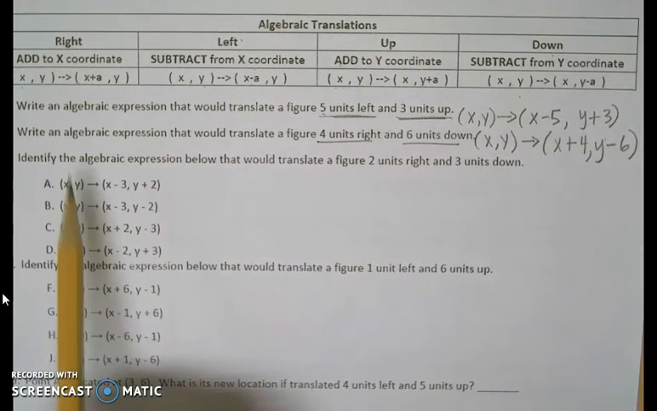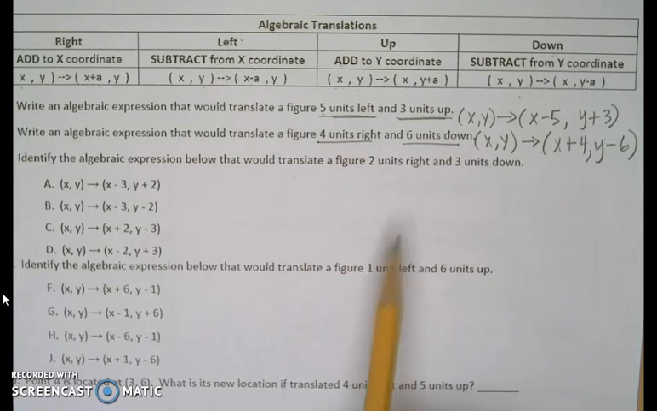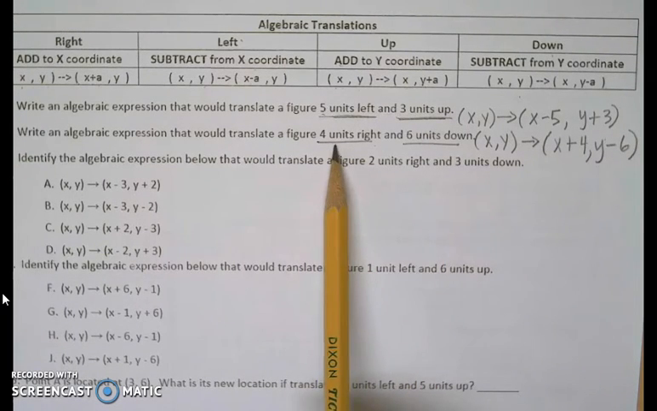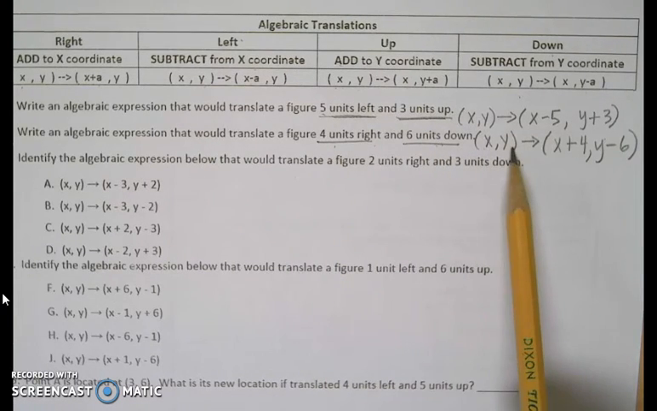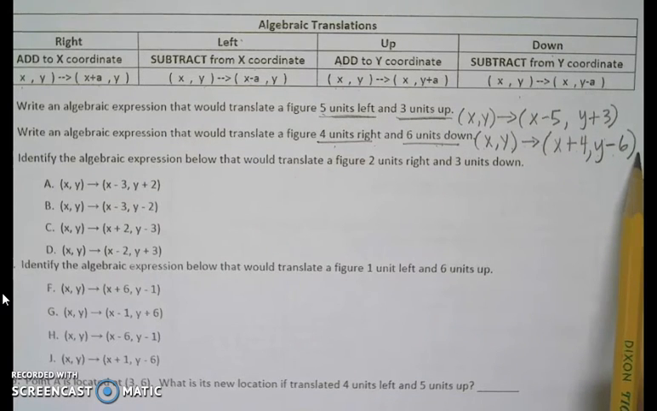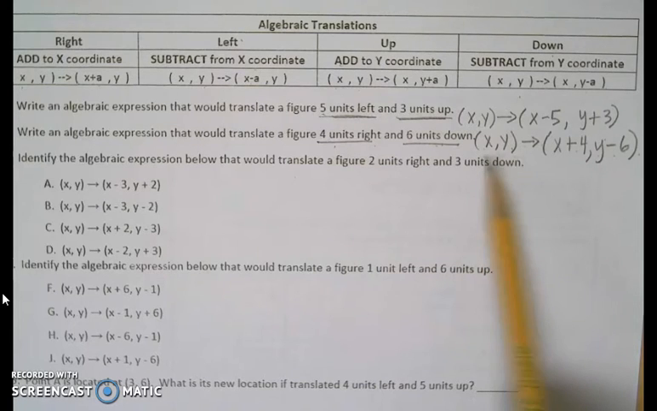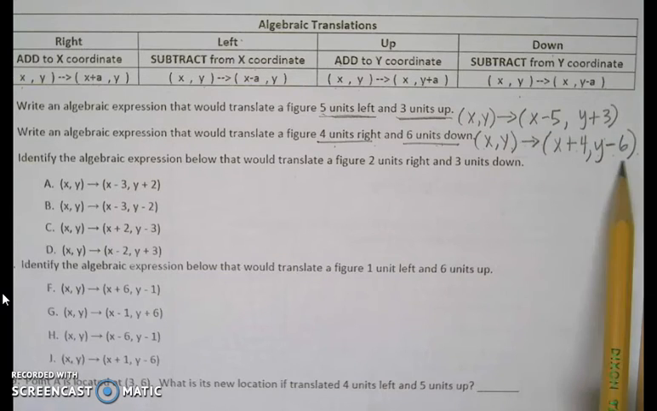Okay, hopefully you ended up with the same answer that I did. When you're writing an algebraic expression for translating a figure 4 units to the right and 6 units down, that means you are adding to your x value while subtracting from your y value. So xy goes to x plus 4 and y minus 6. Again, start with your original ordered pair, right arrow, parentheses, your plus or minus with your x and y values. Sometimes you might not change your x or y value. Remember that.